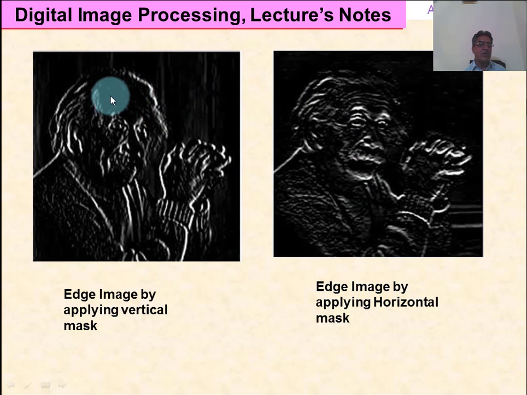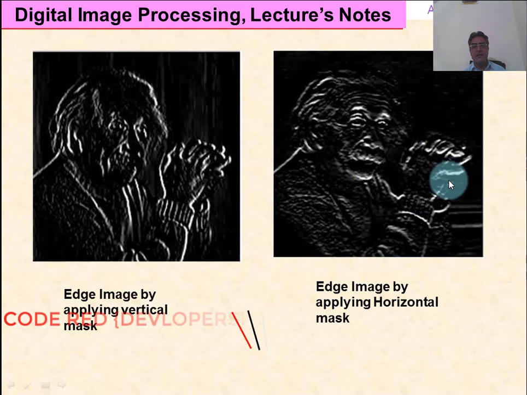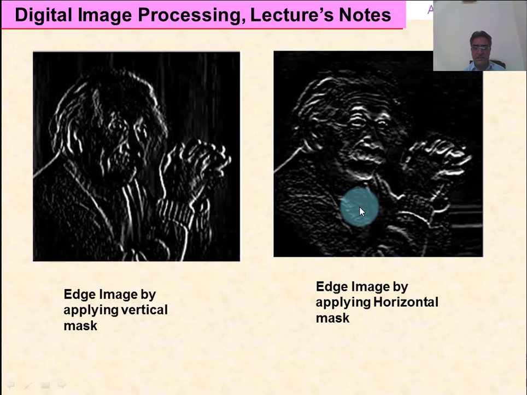Here there are no horizontal edges at the forehead because we have applied the vertical mask. Here we have applied the horizontal mask and we are getting the horizontal edges. There we did not see the vertical lines. These are all the horizontal lines of the hair, horizontal lines of the forehead, horizontal lines of the eyebrow and mustaches, etc. Horizontal lines of the coat, and also the horizontal line of the hand. Because by applying the horizontal mask, we get the horizontal edges of the image only.